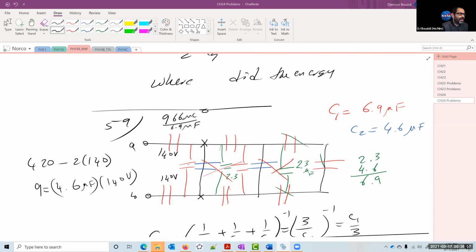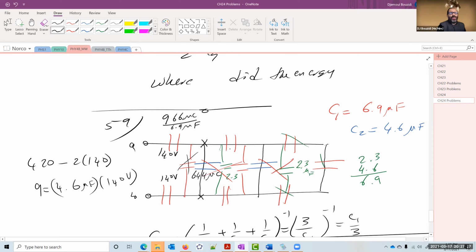Now, it should be less than 966, of course. So we have 4.6 times 140 volts, and the answer is 644 on the blue one, not on this. This is the equivalent, when we were doing the calculation. So on the blue one, there is 644 microcoulomb. So there is 966 on the first one, 966 on the last one, and 644 microcoulomb on the others.